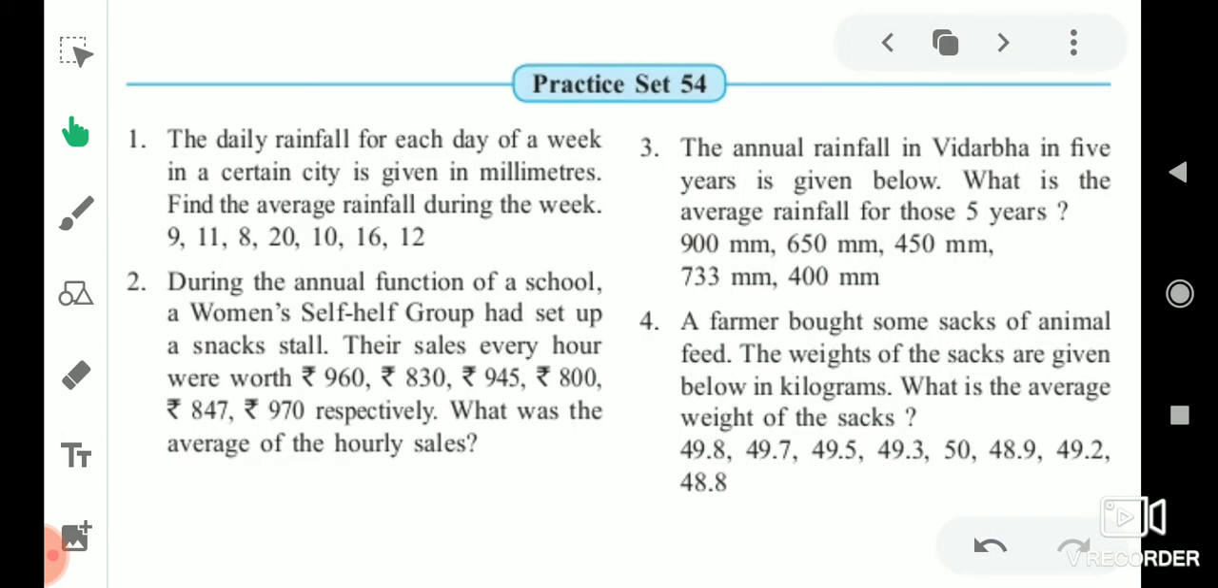Next question is, during the annual function of a school, a women's self-help group had set up snacks stall. Their sales every hour were 960 rupees, 830 rupees, 945 rupees, 800 rupees, 847 rupees, 970 rupees respectively. What was the average of the hourly sales?